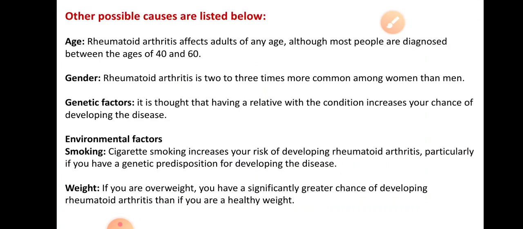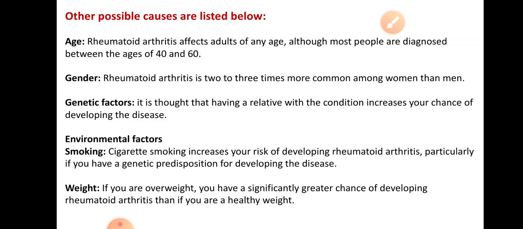Now, other possible causes are listed below. Like the first one is age. Rheumatoid arthritis affects adults of any age, although most people are diagnosed between the ages of 40 and 60. Next factor is gender. Rheumatoid arthritis is 2 to 3 times more common among women than men. And third is genetic factors. It is thought that having a relative with the condition increases your chance of developing the disease.